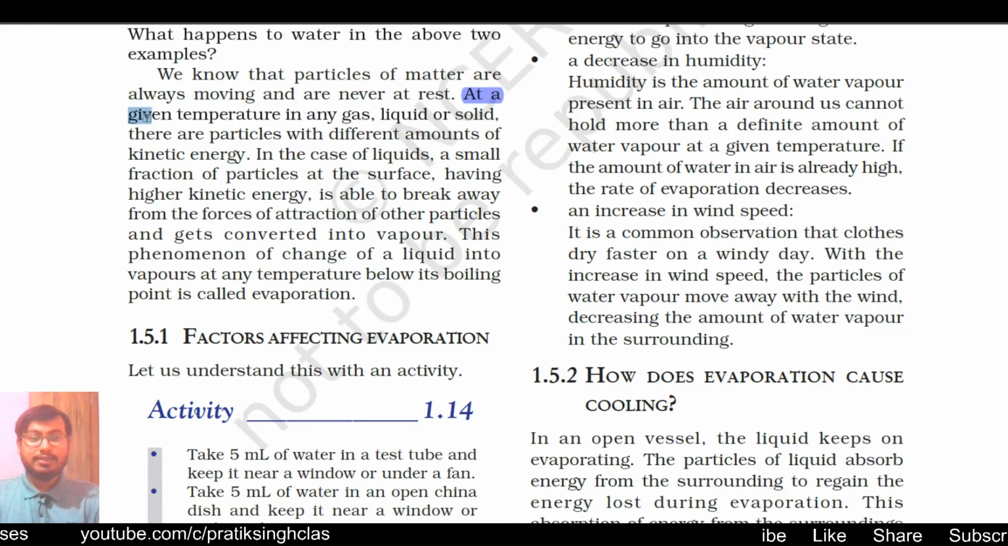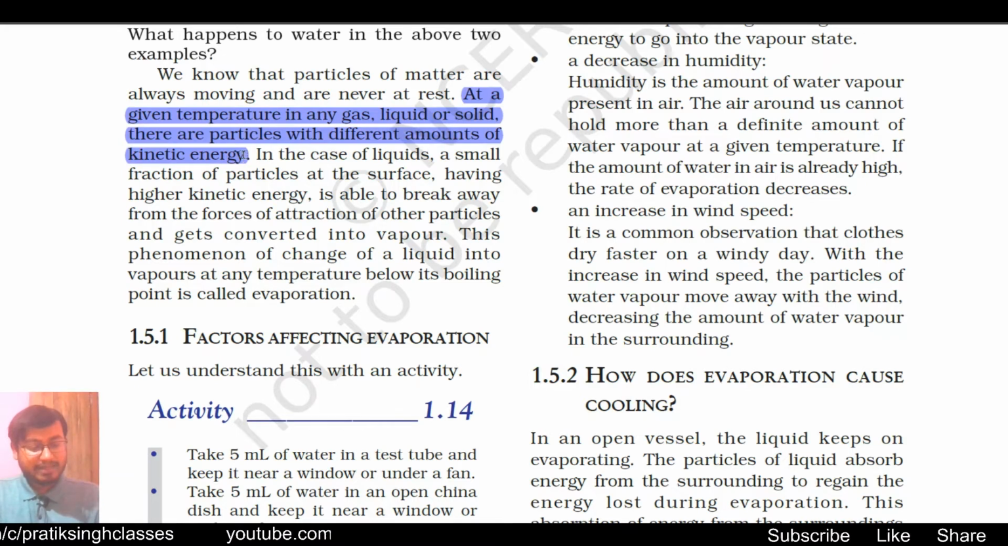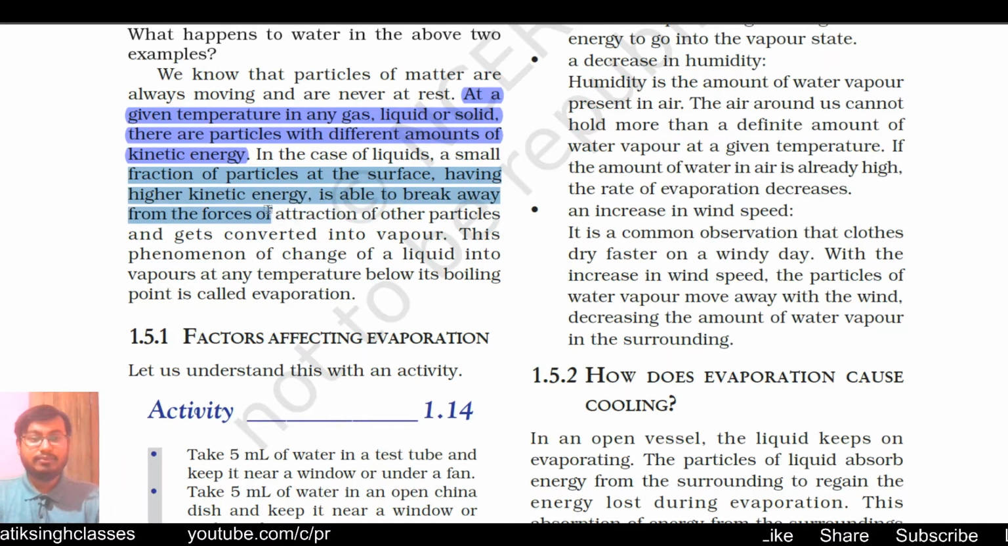At a given temperature in any gas, liquid or solid, there are particles with different amounts of kinetic energy. Means any material, even in the same state but at different temperatures, will have different amounts of kinetic energy. In case of liquids, a small fraction of particles at the surface having higher kinetic energy is able to break away from the forces of attraction of other particles and get converted into vapor.